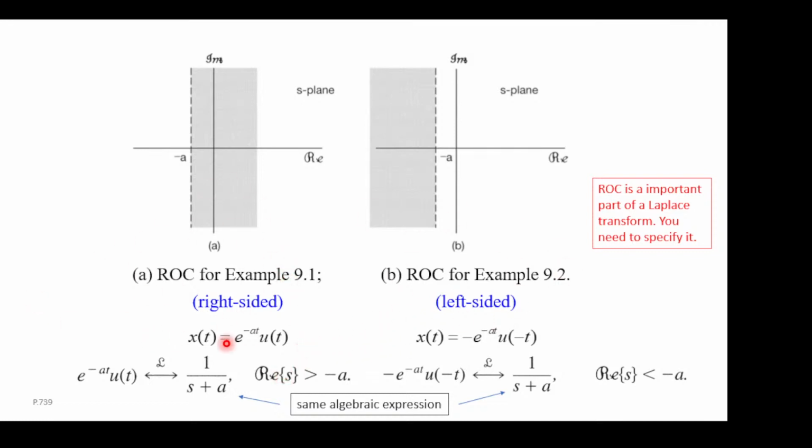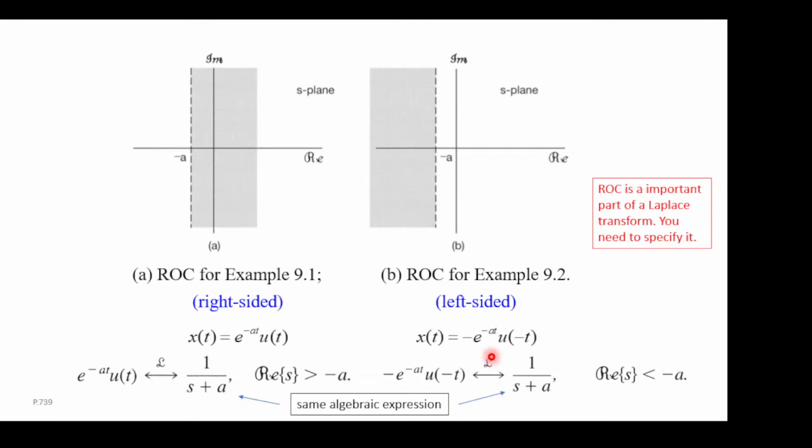In example 9.1, we have e to the minus at u of t, a right-sided function, and the Laplace transform is 1 over s plus a, with the ROC being where the real part of s needs to be bigger than minus a. Then we have a very different function in the time domain, e to the minus at u of minus t, a left-sided signal. It Laplace transforms to the same expression in the s domain, 1 over s plus a, but the ROC is on the minus a side. So these are examples 9.1 and 9.2.